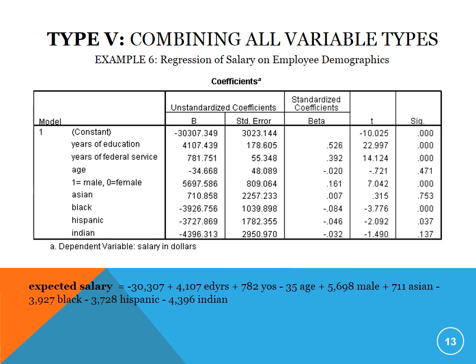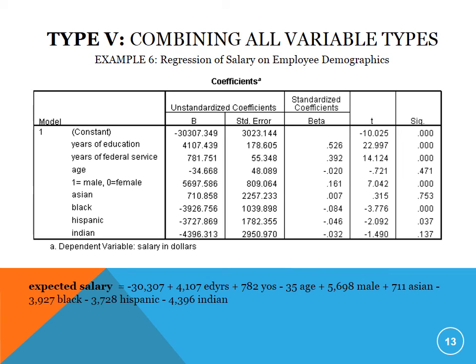Type 5 is when we literally just put everything together. We put type 1 together, you can see there with the set of dummy variables: Asian, Black, Hispanic, Indian. And what is our reference group there? We should say white, white employee. We put in type 2, which has one dummy variable and one interval level variable. We put in type 3, which has two dummy variables, and then type 4 that has two interval level variables. They're all in there.